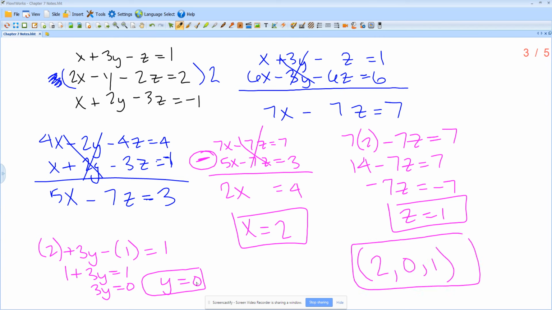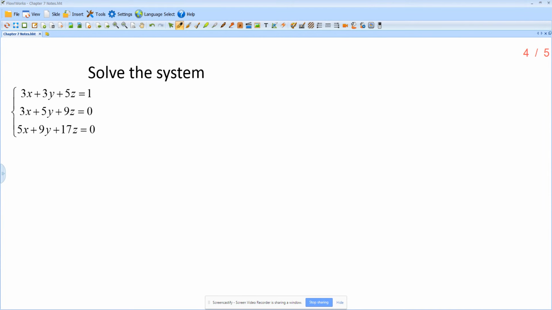Getting y equals 0 does not mean there's no solution. 0 is just a number. So I got 0. No big deal. All right, let's do another one. And this is actually the problem, so it'll be a little bit less confusing.